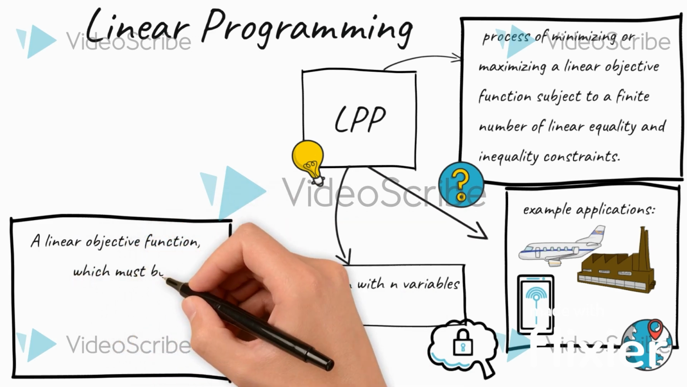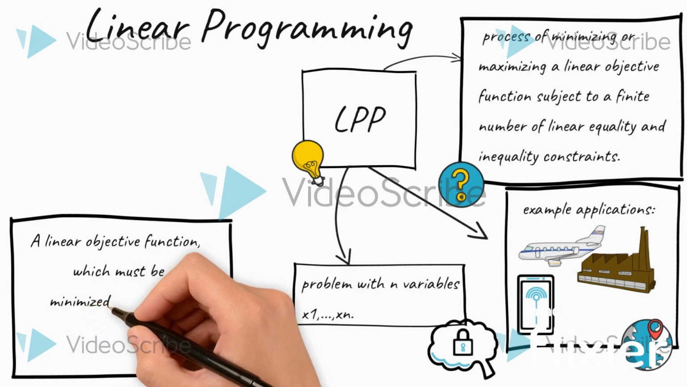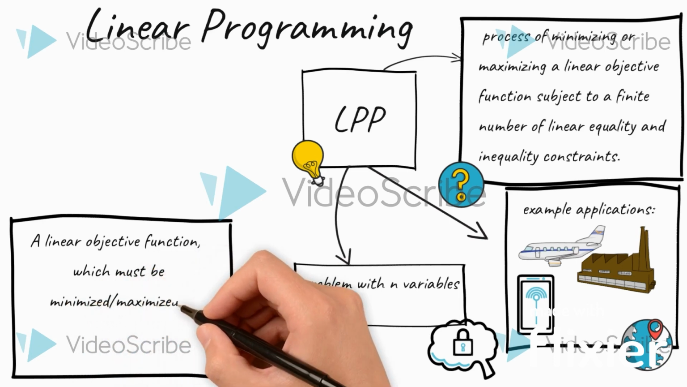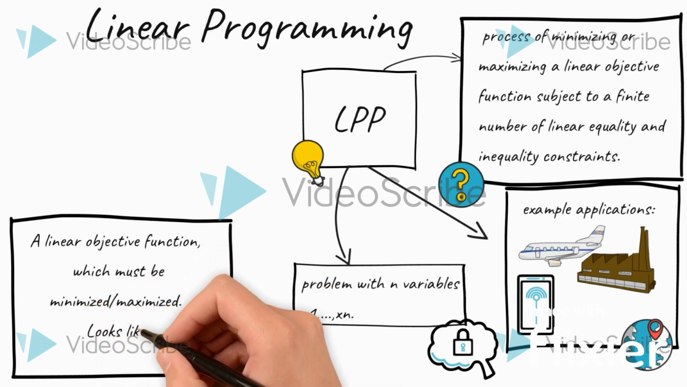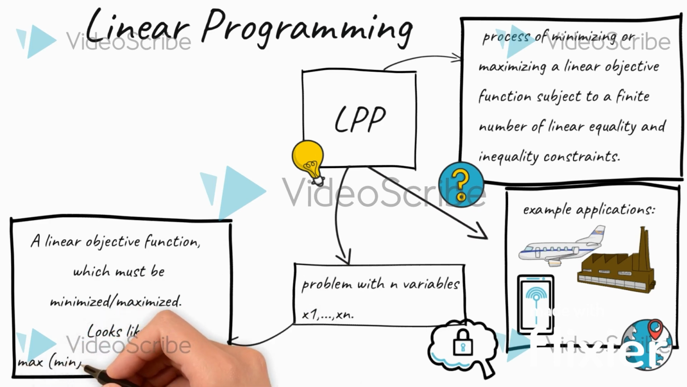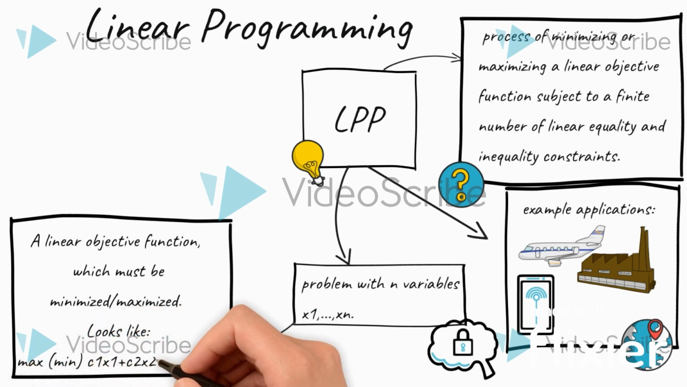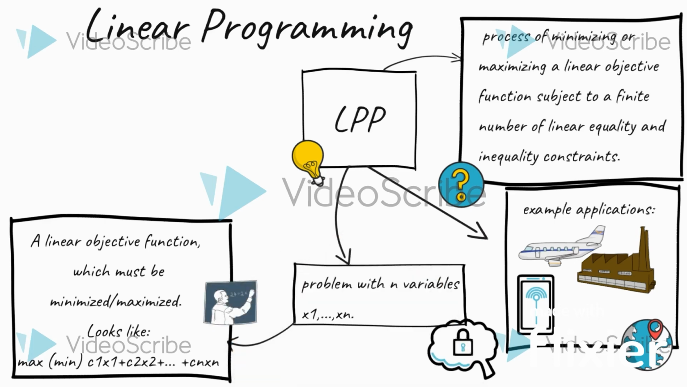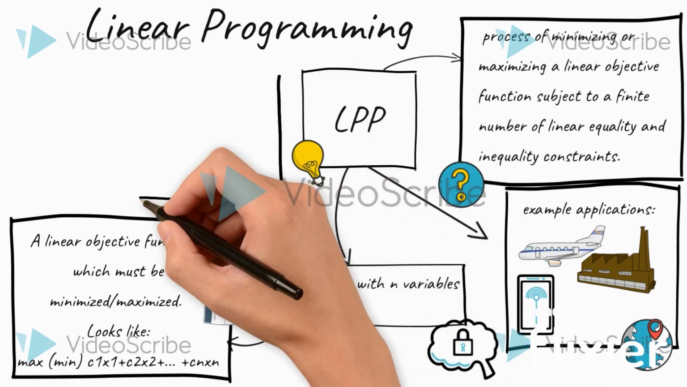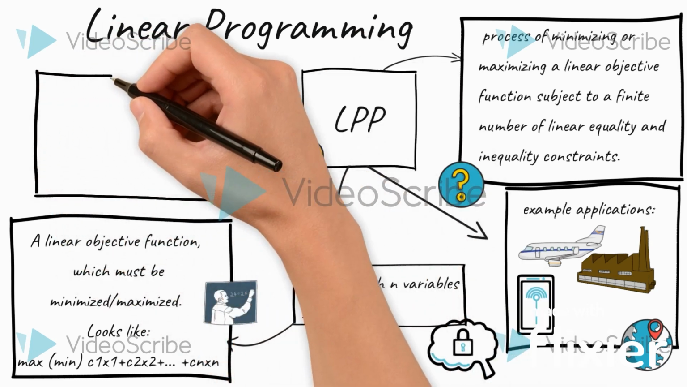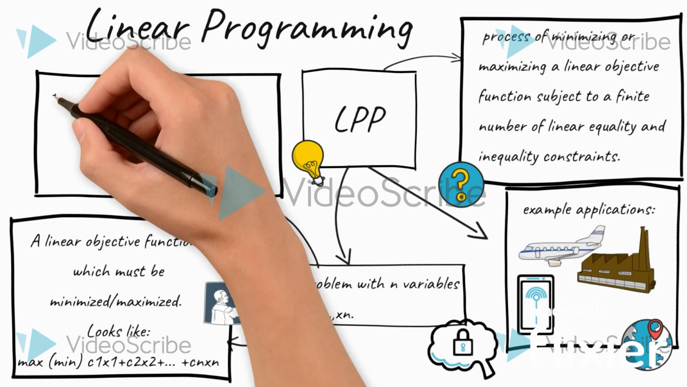So we can formally define a linear objective function. There are some things that LPP must have, and one is a linear objective function which must be minimized or maximized. So it is represented as maximize or minimize of c1 x1 plus c2 x2 plus so on till cn xn, where x1, x2, and so on till xn are the n variables we spoke of, and c1 to cn are the coefficients in the objective function.